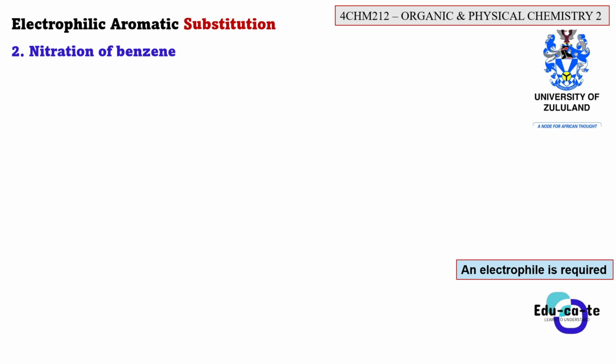We are still doing electrophilic aromatic substitution reactions. Today we'll be doing the nitration of benzene. In previous videos we've already done the halogenation. Make sure that you watch and understand the principles there.